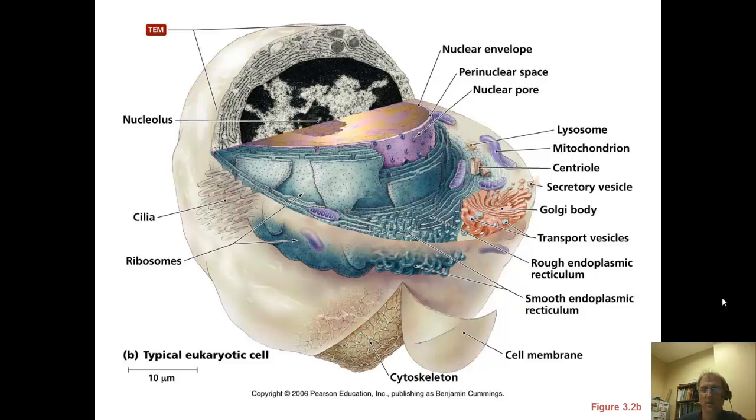Again, let's start off with an overview cartoon of what our typical eukaryotic cell will look like. Over here we see a micrograph, electron micrograph, which shows some of the internal structures. It's actually, I think, a lot easier to see things in a eukaryotic cell. That's probably a factor of its much larger size. Things are easier to see.